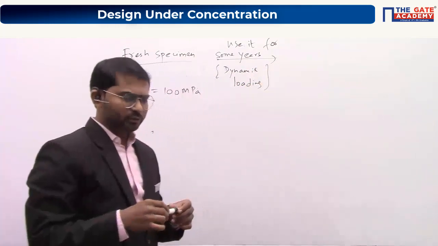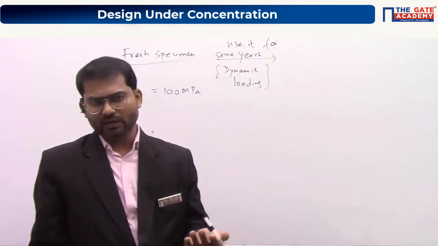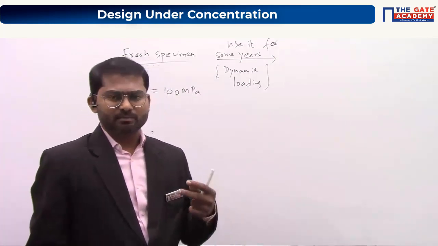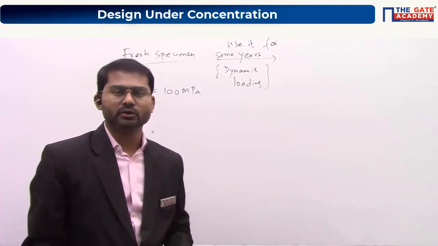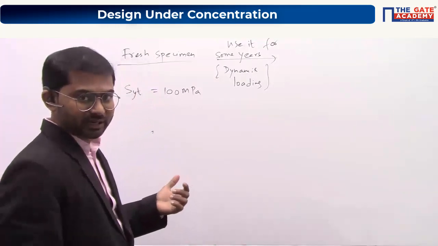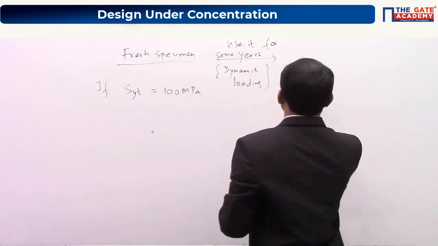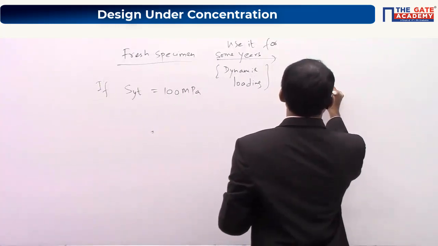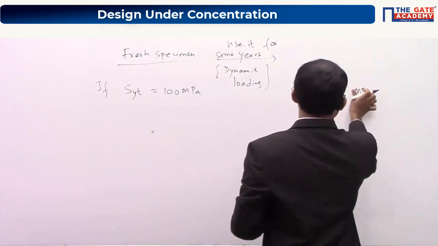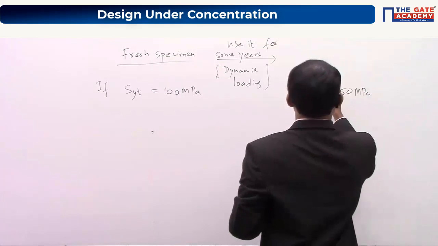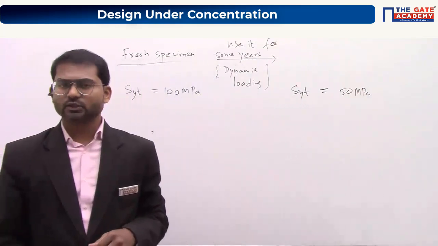If I use the aluminum to make an aircraft body, the aircraft body will be experiencing dynamic loads, because constantly it will be taking passengers from one place to another, so it will definitely experience some dynamic loads. What happens after that? You take the specimen and do the tensile testing, and you will find that the SYT value will be less than 100 megapascal, or maybe let's say 50 megapascal. So the strength decreases over time.